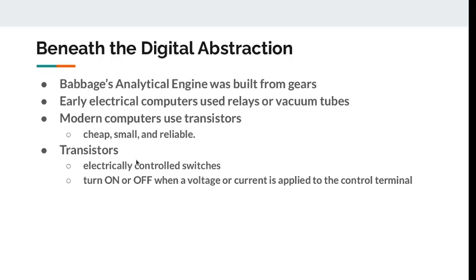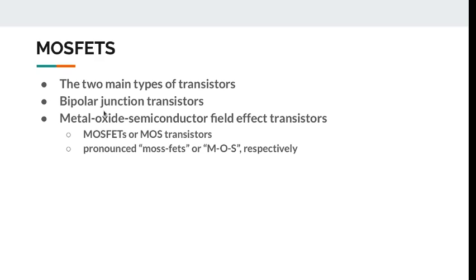What are transistors? Transistors are basically electrically controlled switches. When you apply a voltage, it closes or opens a gate. If it closes, the current can flow. If it opens, there's no current flowing through that switch, like a light switch. There are two main types of transistors used today: bipolar junction transistors and metal oxide semiconductor field effect transistors. So MOSFETs, or MOS transistors. I'm going to say MOSFETs. That's what I'm more used to.